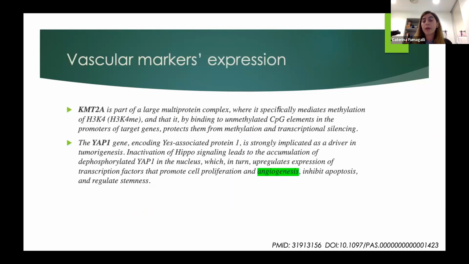The other question about vascular marker expression is a bit difficult for me to understand. I mean, in the literature, I can't find anything that could explain this expression. The only thing is that YAP1, when upregulated, could promote cell proliferation and angiogenesis. So I don't know if this could be related to the vascular marker expression, but really, I don't know why.